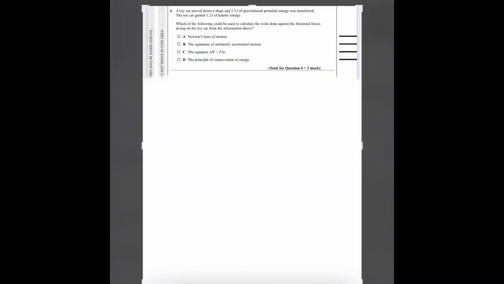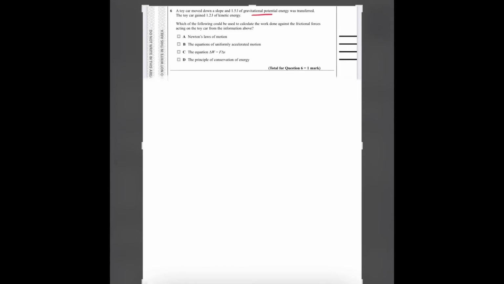Number 6. A toy car moved down a slope and 1.5 joules of gravitational potential energy was transferred. The toy car gained 1.2 joules of kinetic energy. Which of the following could be used to calculate the work done against frictional forces acting on the toy car from the information above? So these are related to energy, right?